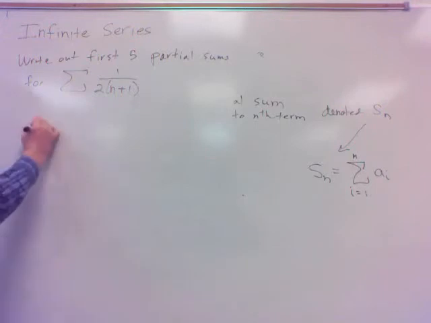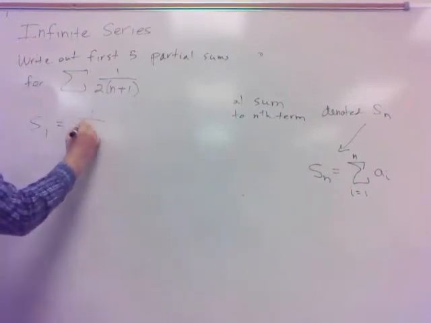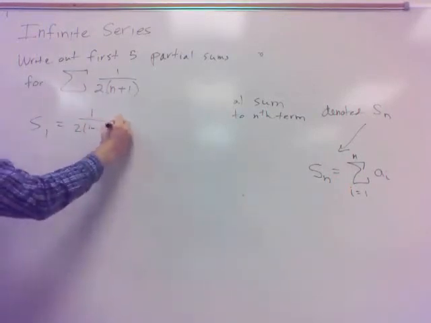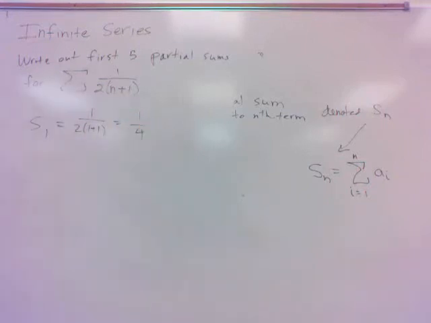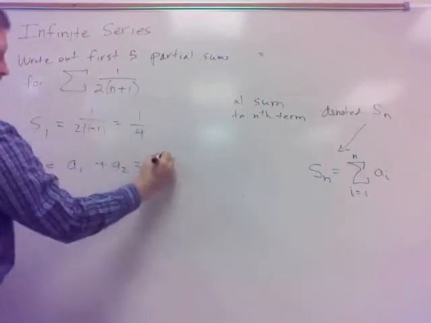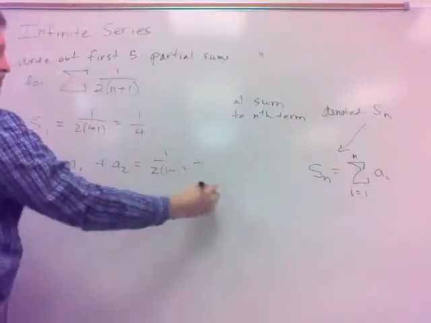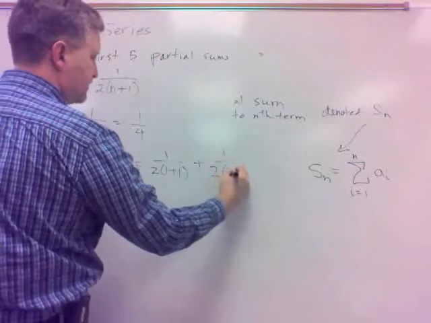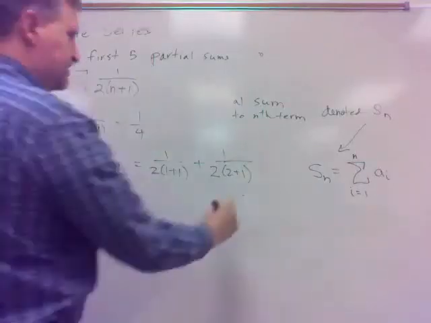Okay, so what is S1? S1 is just the partial sum that is just the first term. So S1 would be 1 over 2 times 1 plus 1. So that'd be just 1/4. S sub 2, though, that would be the first term plus the second term. So that would be 1 over 2 times 1 plus 1, plus 1 over 2 times 2 plus 1, right? With me? Just do the first 2 terms. So that's 1/4 plus, what, 1/6?